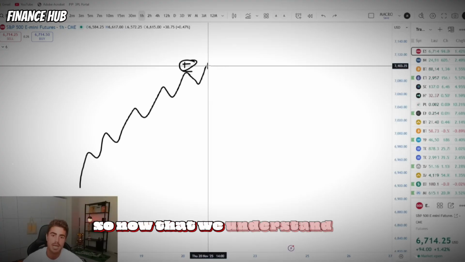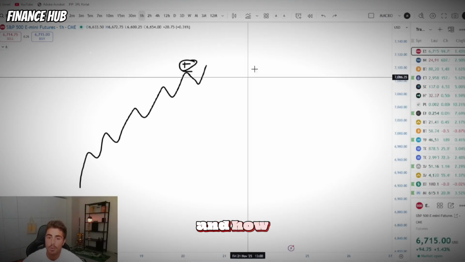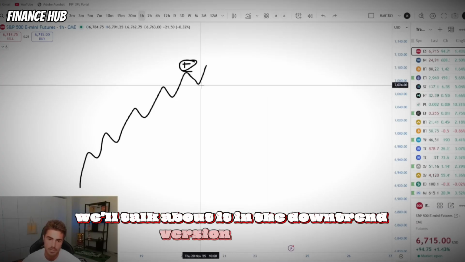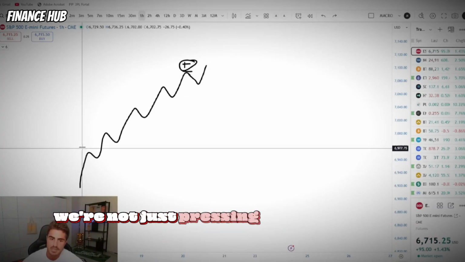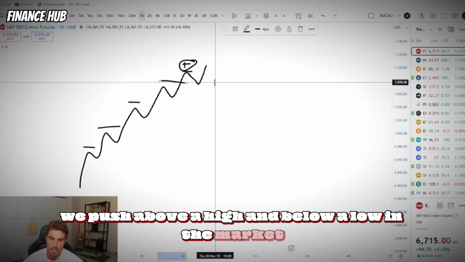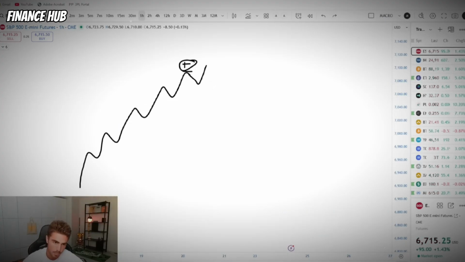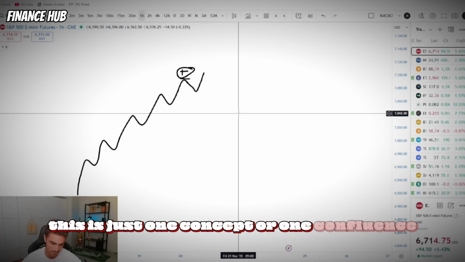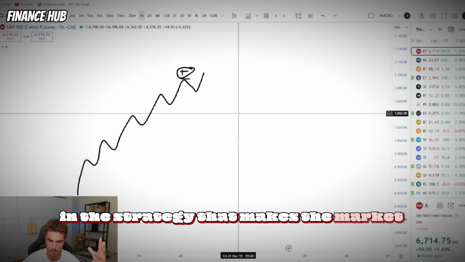So now that we understand why and how we're looking to identify liquidity on the market, we'll talk about it in the downtrend version. So again, we're not just pressing sell every single time we push above a high and below a low in the market just because there's a potential move that could happen there, right? This is just one concept or one confluence in the strategy that makes the market move, okay?